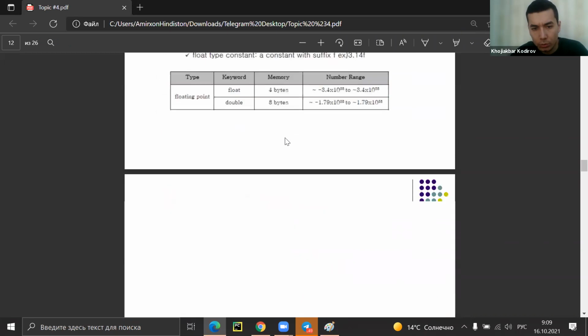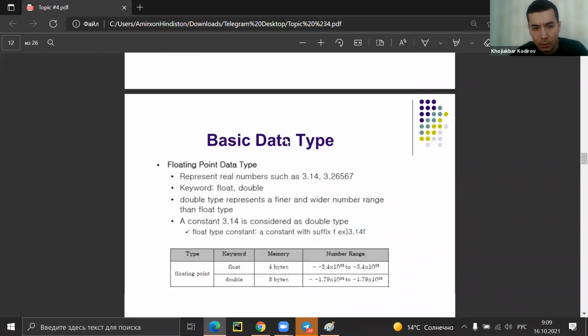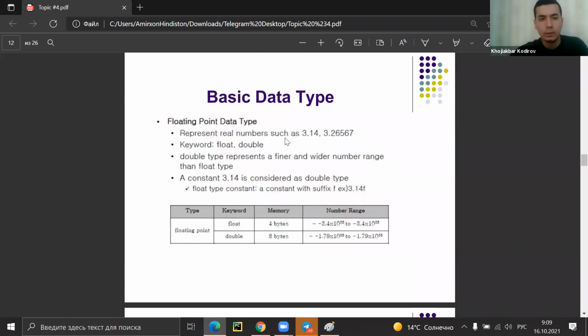So let's move to the floating data type. The floating data type is also divided into two parts: the first one is float, the second one is double. What is the big difference between them? Memory allocation and number range. And while printing, as I mentioned in the last lecture, the float number is printed with %f format, but the double one is printed with %lf format.